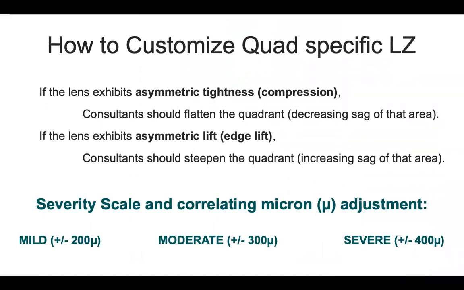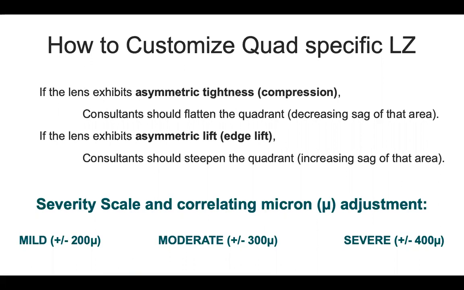To design a quadrant-specific landing zone, we are going to have the consultant flatten the quadrant or decrease the area of sag when we see compression. Cuando vamos a adaptar un lente de cuadrante específico, por lo general vamos a aplanar el área donde se encuentra esa simetría. Consultants should steepen the quadrant or increase sag when we see areas of edge lift. El consultor debería de encurvar cuando encuentre áreas de levantamiento de borde.